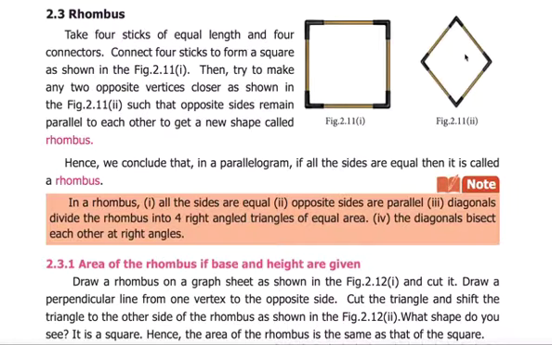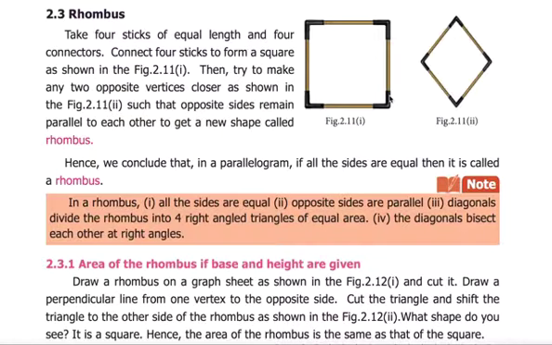So roughly a rhombus can be called a parallelogram, because the opposite sides are parallel to each other. They are equal, just like your parallelogram. And one more thing is all sides are equal in the case of a rhombus. So it is nothing but a parallelogram with all sides equal. That is also one of the definitions of the rhombus. In a rhombus, all sides are equal, opposite sides are parallel.